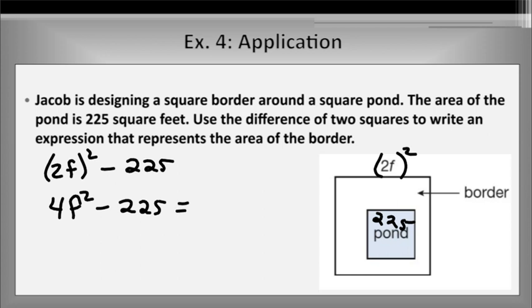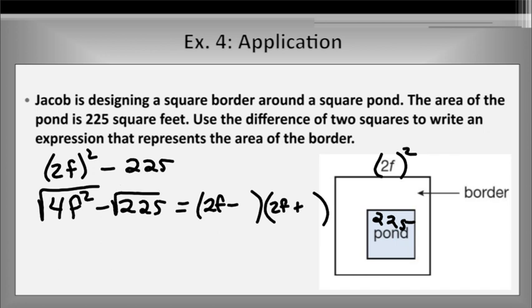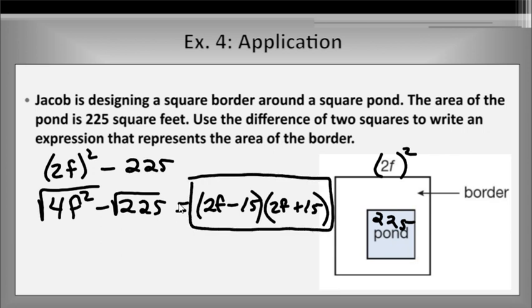So now we can write this as our binomials. So I know I can find the square root of 4f squared, which would be 2f in each binomial. One's minus, one's a plus. The square root of 225 is 15. So this would be our expression that represents the area of the border: 2f minus 15 times 2f plus 15. That is our lesson today on perfect square trinomials and difference of two squares, all of which are special products.